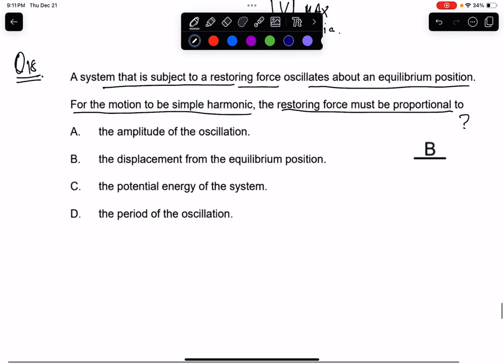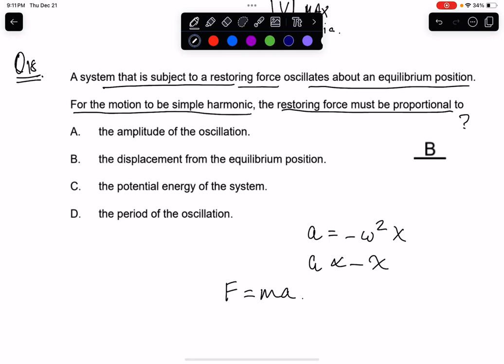So in this case, the main thing you need to realize is that the defining condition for simple harmonic motion is that the acceleration is negative omega squared x. So therefore, acceleration is proportional to negative x. Okay? So we know that the net force is mass times acceleration. So in this case, if acceleration is proportional to negative x, then force is also going to be proportional to negative x, because the mass is just a constant, okay?